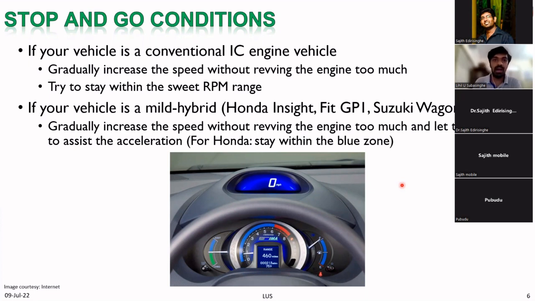This picture is actually from a Honda Insight. There is a nice indicator that they have introduced to the dashboard. Under the speed gauge, you can see the dial. It's in different colors: blue, green, and red. If it is in blue color, that means the motor is assisting the acceleration. So stay within that blue region.